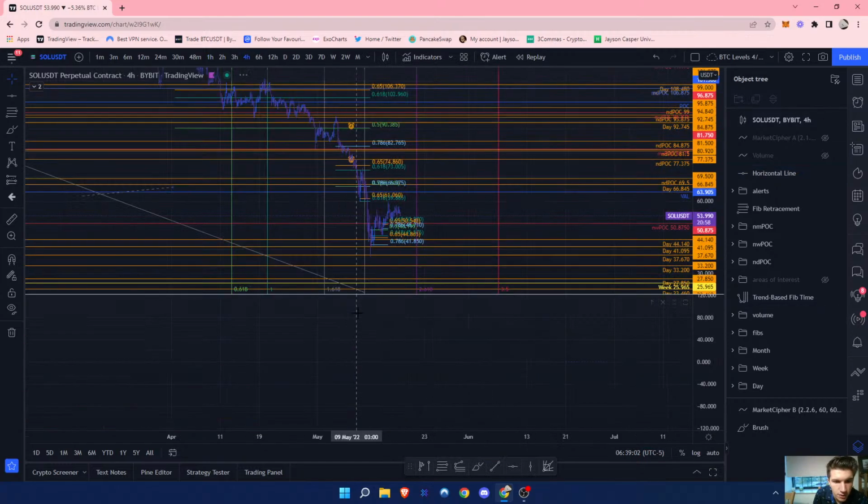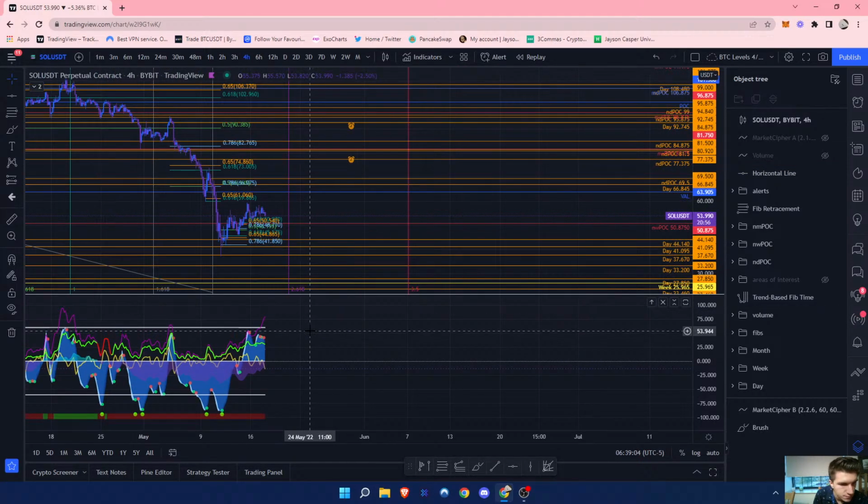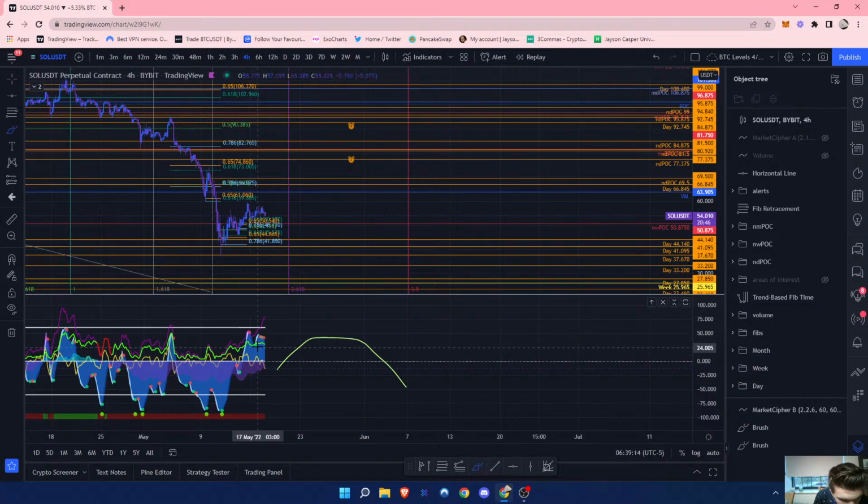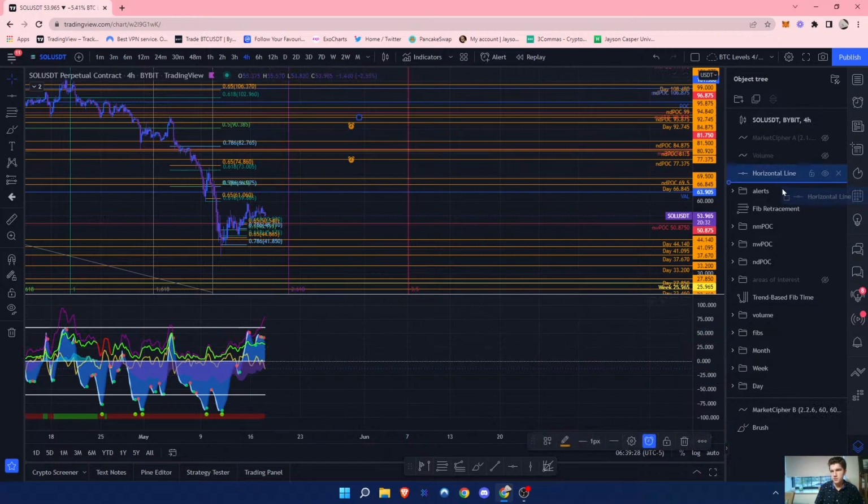So again, 4 hour. Don't want to see momentum going past here. Actually, don't want to see momentum going past here. Want to see money flow just kind of going down. This might not really play out, but again, just a level to look at. So that is pretty much it for today.